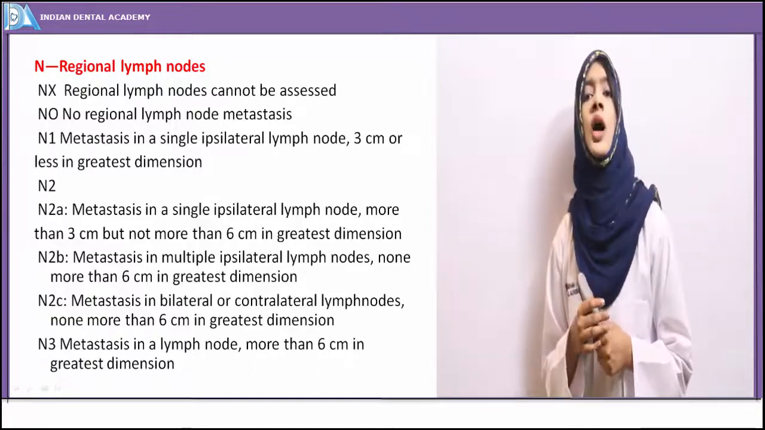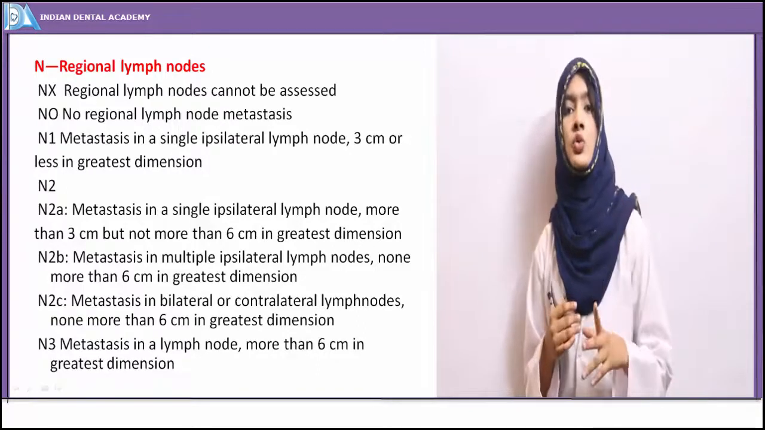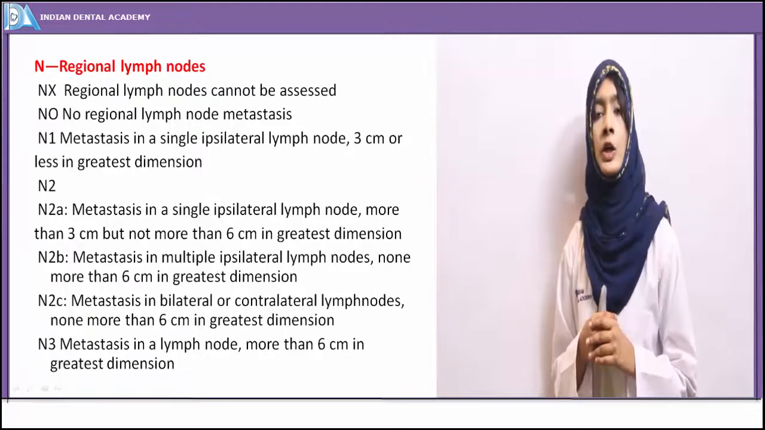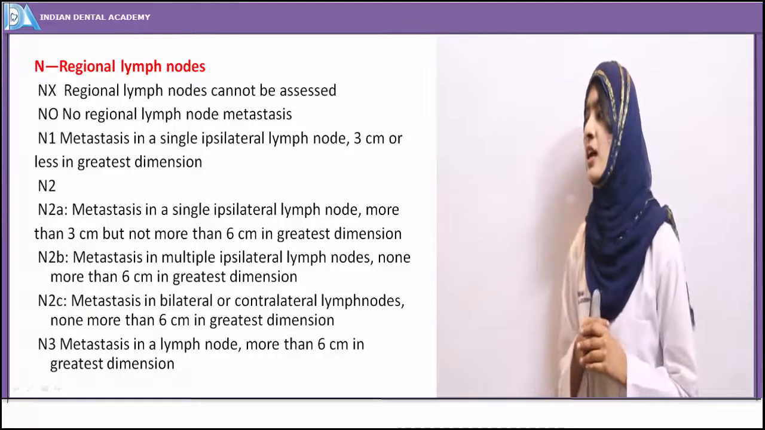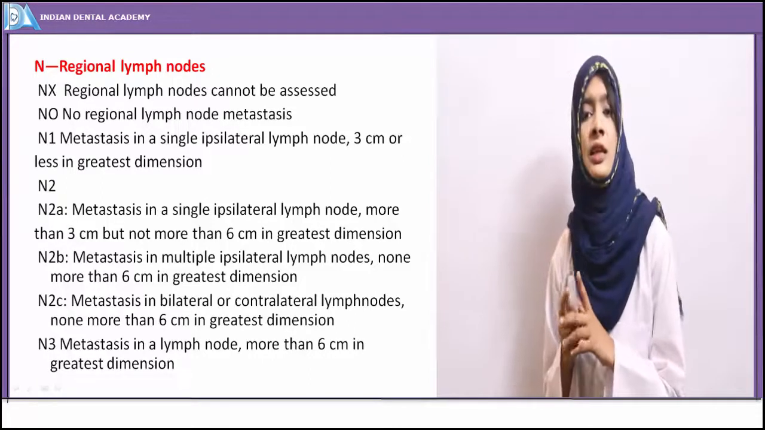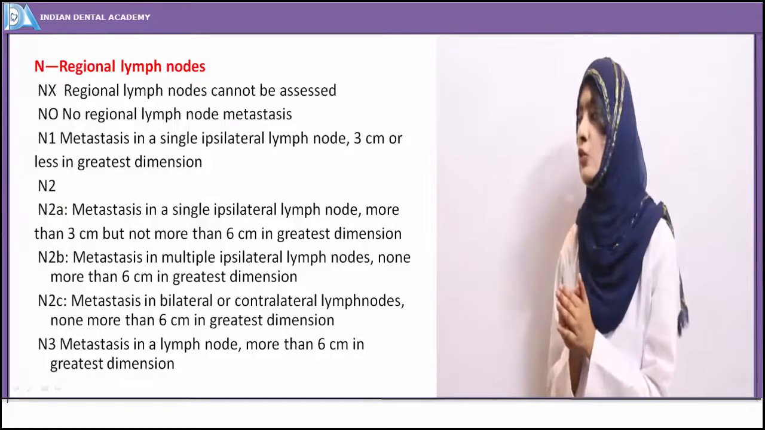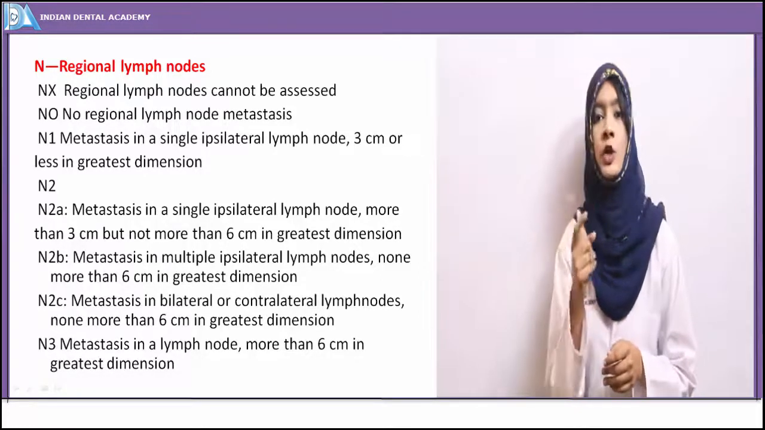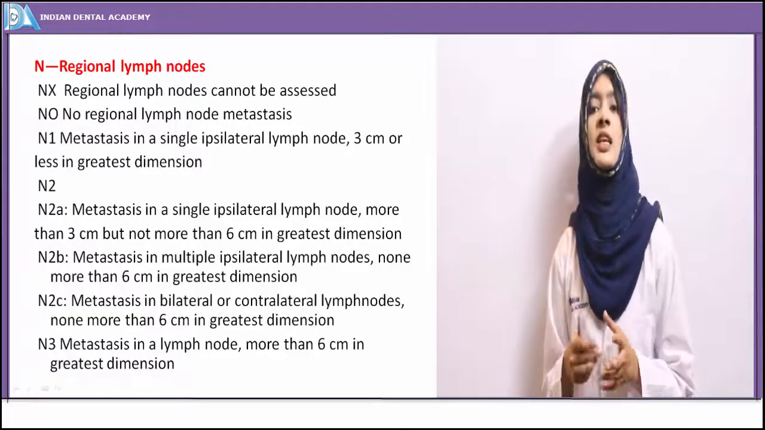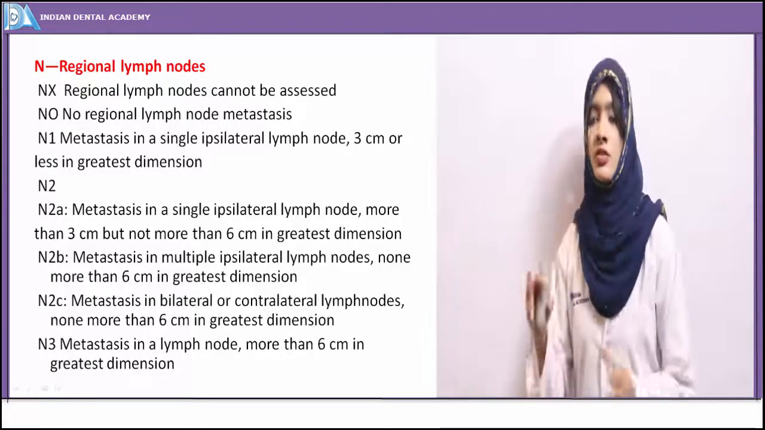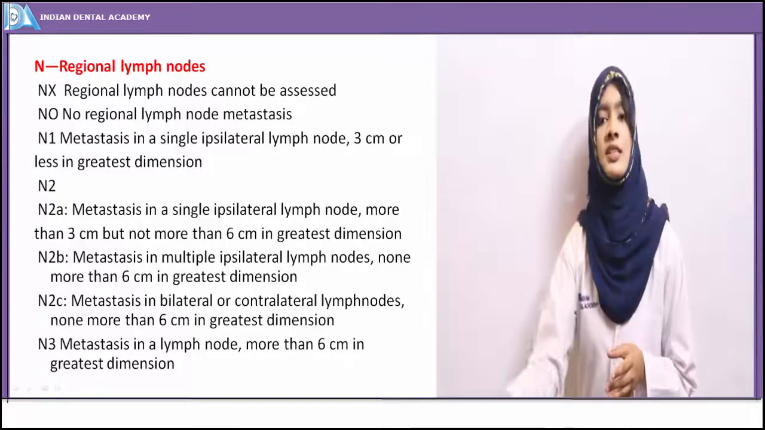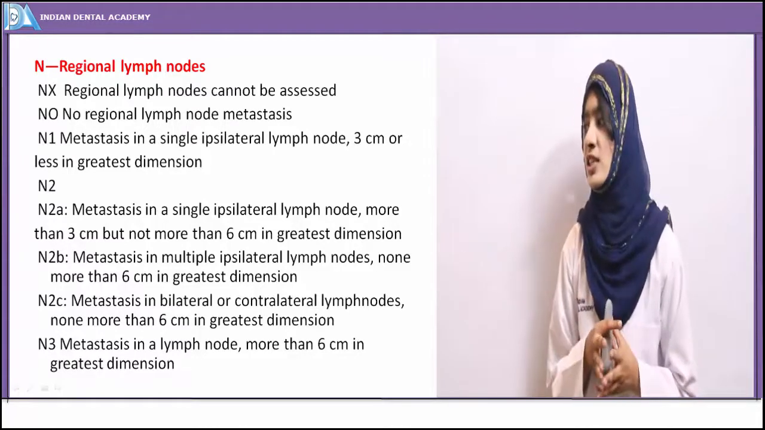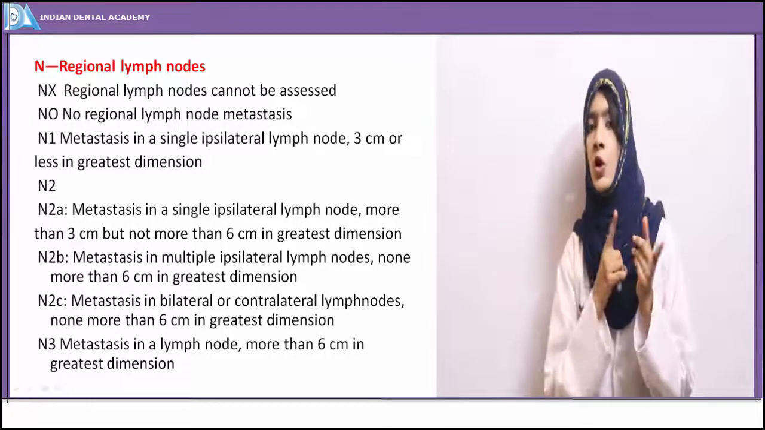The term N2 is again of two types. It shows two types of metastasis. N2A is given when the metastasis is present in a single ipsilateral, same side lymph node which is more than 3 cm but not more than 6 cm. N2B is given when metastasis is seen in 2 or 3 lymph nodes of the same side, which may be more than 6 cm in diameter. N2C is given when metastasis is present on both sides.